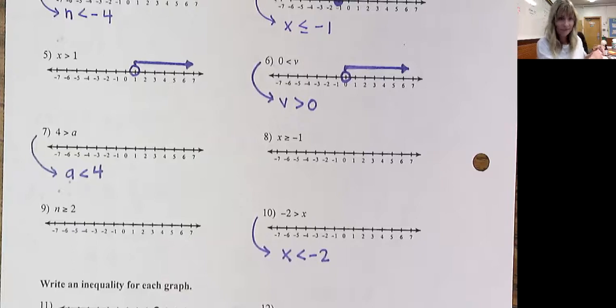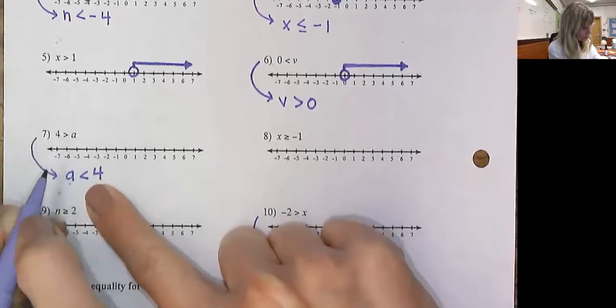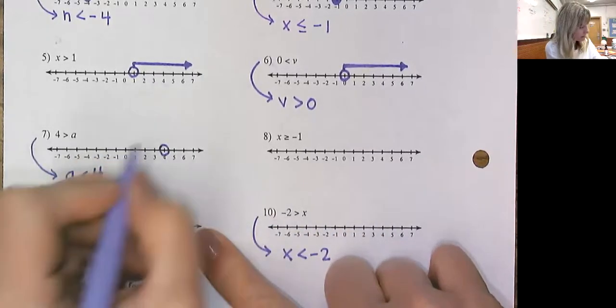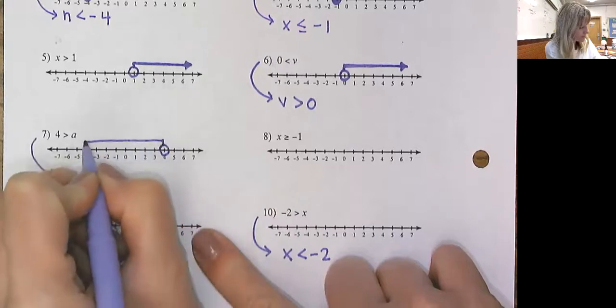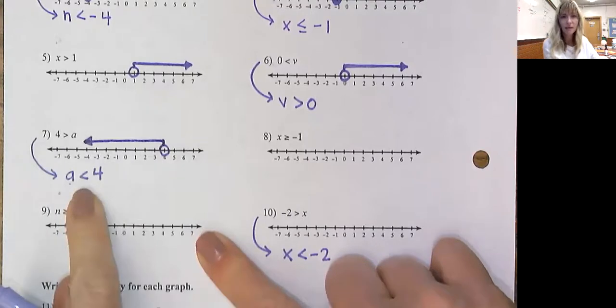Okay, did you try it? Let's see how you did. This one is an open circle to the left, less than, to the left. And why is it an open circle? Because it does not have the equal to part.